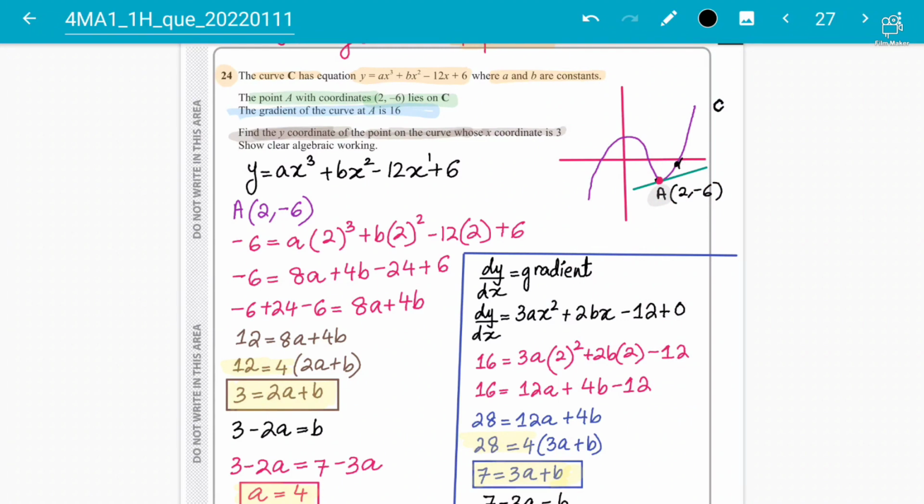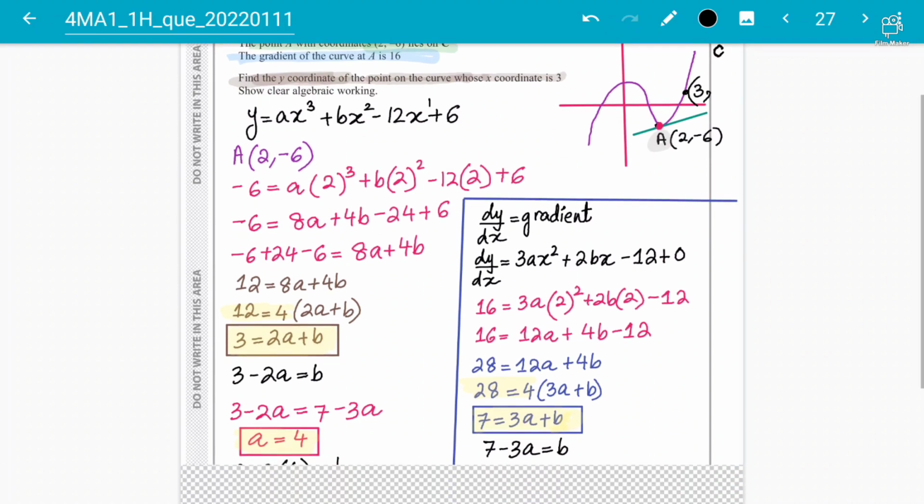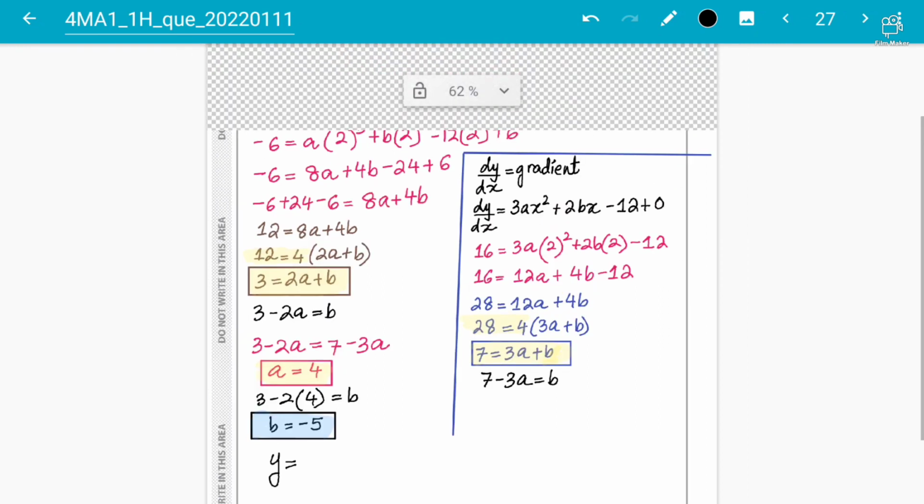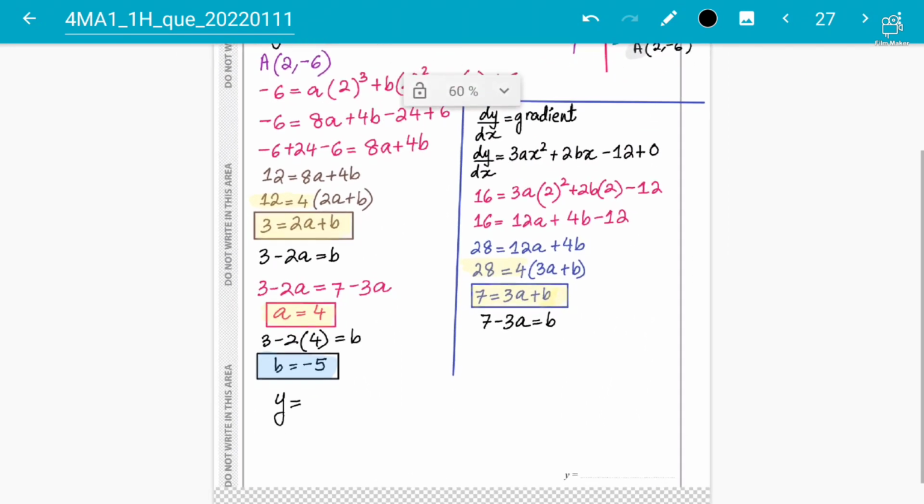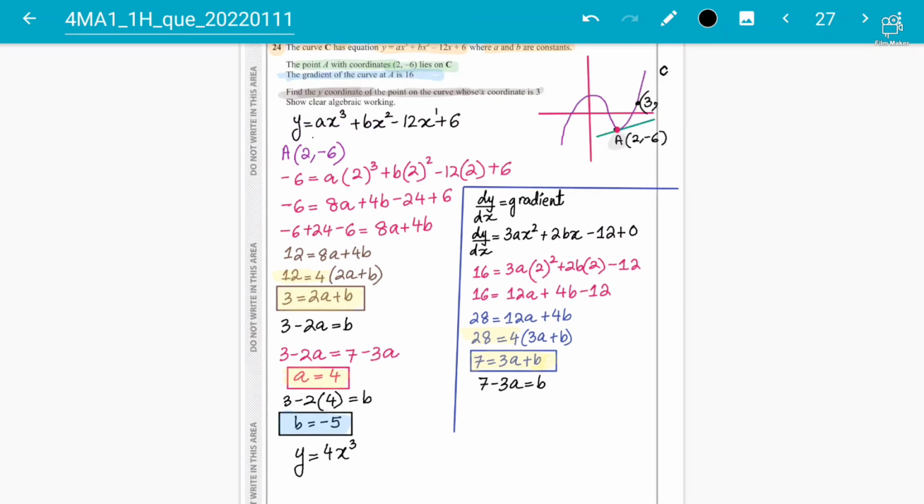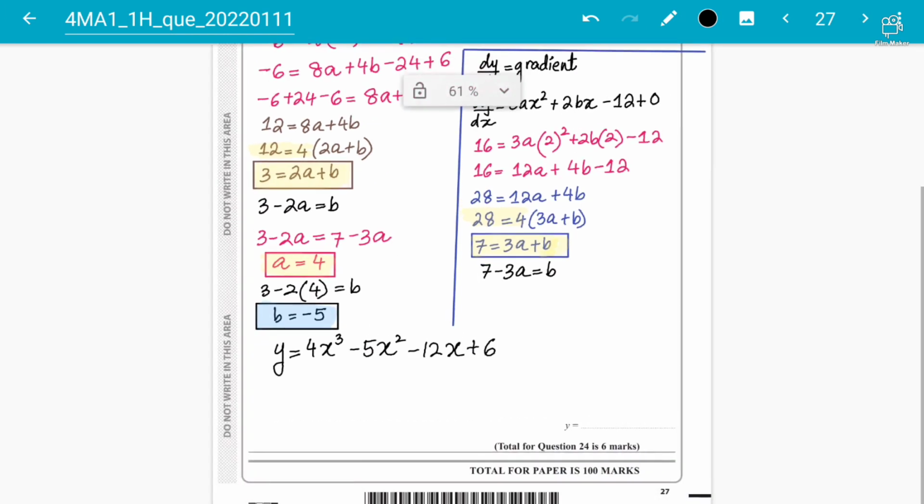When the x value on the graph is 3, so let's say 3 is here. What is the y value of the curve equation C? So you have to write down the equation again in terms of a, b and x. So a is 4, so it will be 4x cubed, plus bx squared, so it will be minus 5x squared, and then minus 12x plus 6. Okay, hope everyone gets this. This is the original curve equation.